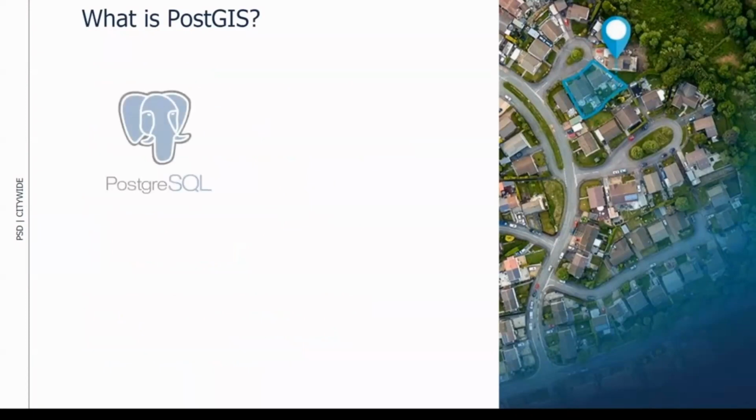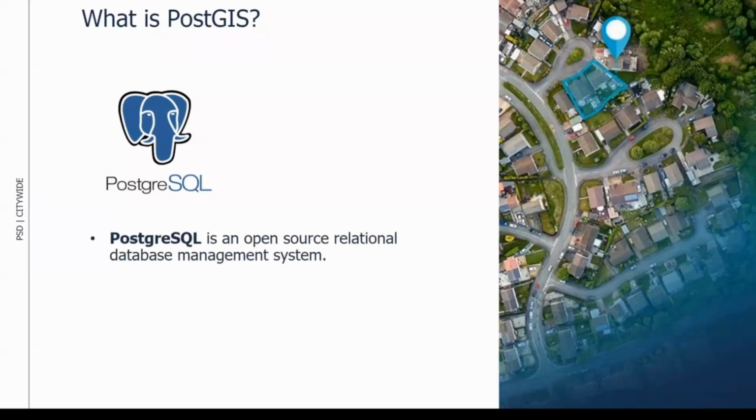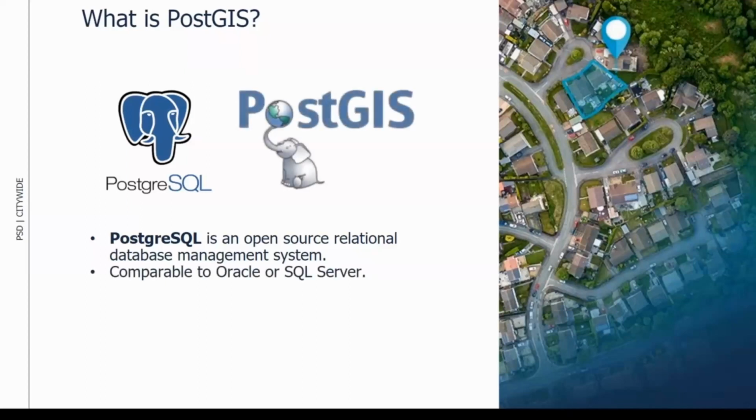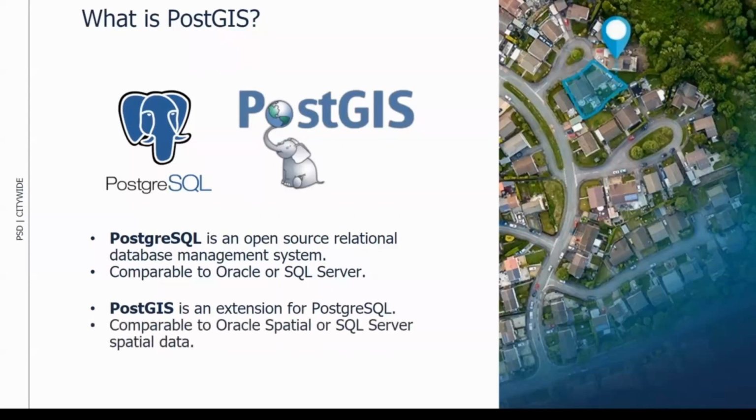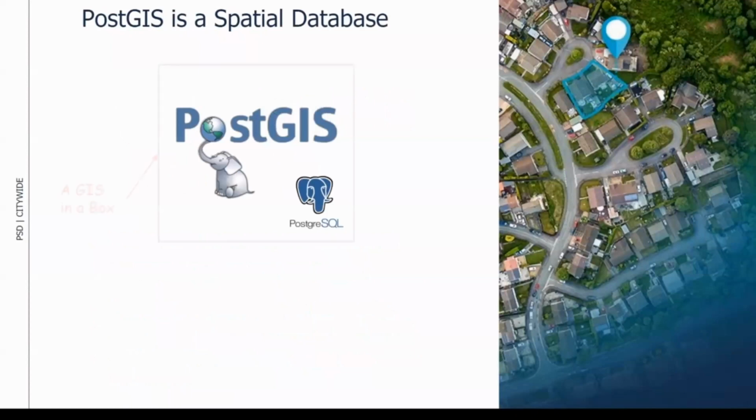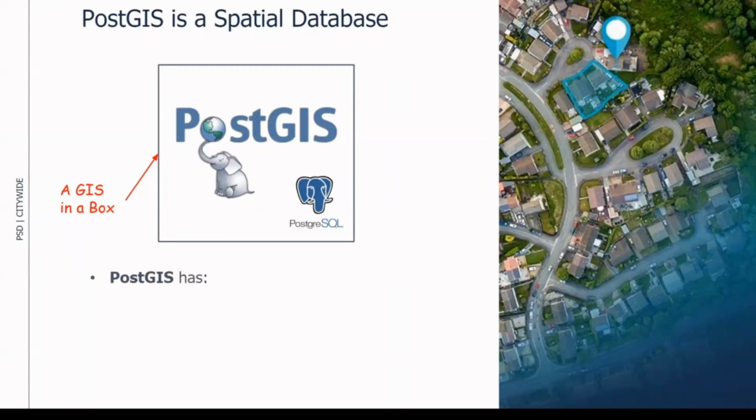So what is PostGIS? Postgres, or PostgreSQL, is an open source relational database management system. It's comparable to something like Oracle or SQL Server, but PostGIS is an extension to PostgreSQL. It is comparable to something like Oracle Spatial or some of the SQL Server spatial data functions that are available. It allows users to work with spatial data within a relational database management system. So we often say that PostGIS is a GIS in a box.